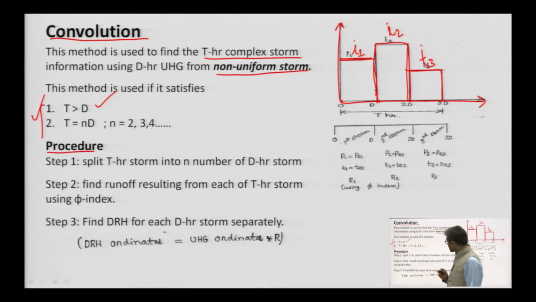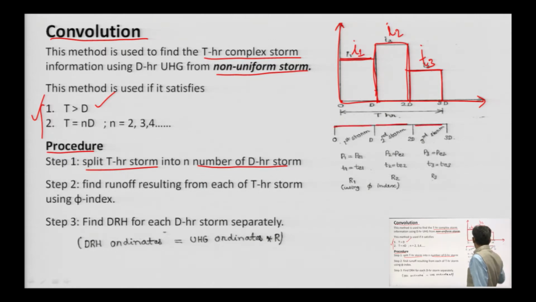Step 1: split the TR storm into n number of DR storms, as we did in the previous case of the method of superposition, meaning this D, this D, this D. Here n is equal to 3 in this example.